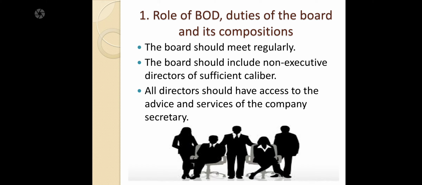First, the role of the board of directors: how the board should be in an organization, their duties and their composition. The Cadbury Committee says the board should meet regularly, with a fixed meeting time, and the gap between meetings should not be more than 6 months. The board should include non-executive directors of sufficient caliber. Whenever board meetings take place, we should include non-executive directors. All directors should have access to the advice and services of the company secretary. That is also very important, because only the chairman or the CEO or a majority or minority cannot make the entire decisions. So all directors in the board meeting should have access to the advice and services of the company secretary.